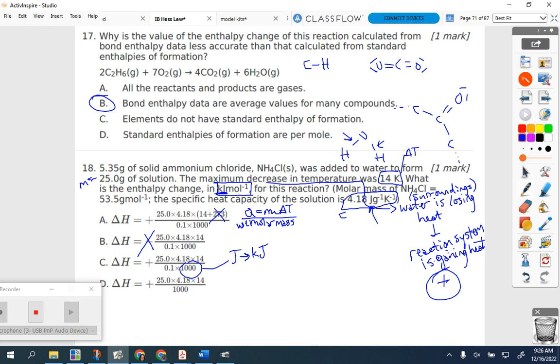Because it's kilojoules per mole, we need to divide by moles, how many moles we have. This comes from our 5.35 grams. We're given the molar mass: 1 mole of ammonium chloride is 53.5 grams, 53.5 grams per 1 mole. So that's going to be 0.1 moles. So it's our calculated number of joules divided by our number of moles and also divided by 1,000 joules in a kilojoule.